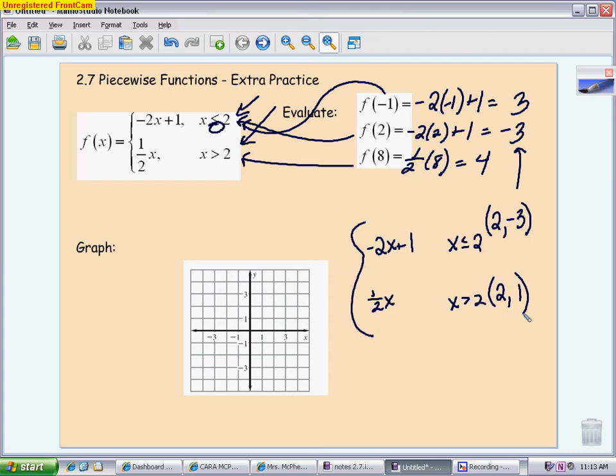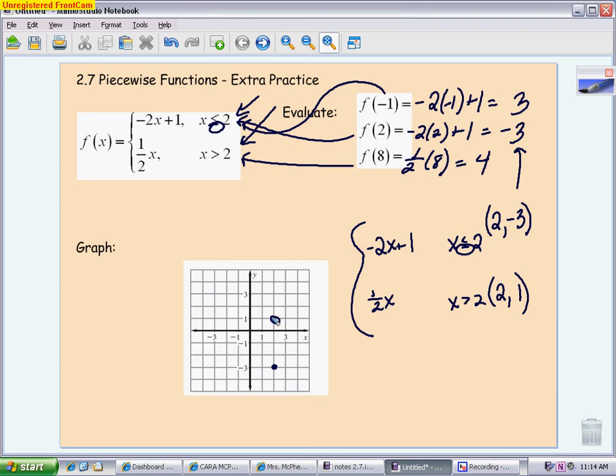Now to figure out what it looks like on the graph, where it has the or equal to, that is going to be a closed circle. So if you go on your graph and you graph 2, negative 3, you are going to have a closed circle there. If you graph the lower one, 2, 1, because there is no equal to, that's going to be an open circle.